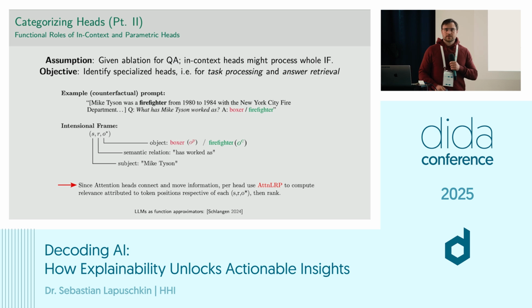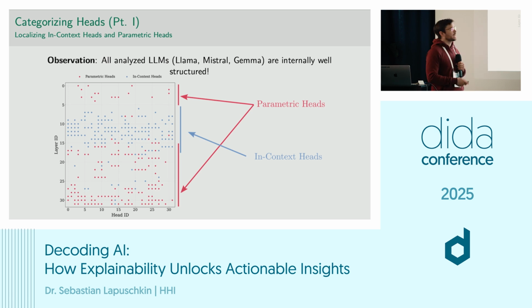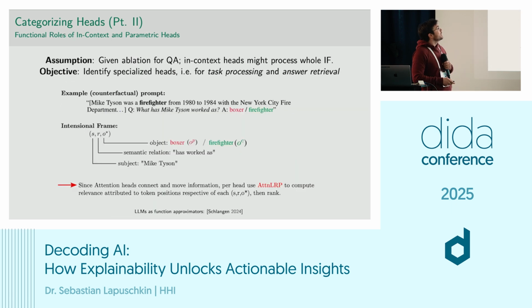So now, let's go deeper into this question of processing of the intentional frame. We assume, given the previous results, that the in-context heads we found are required to process the whole intentional frame, which means the meaning of the question we asked the model.